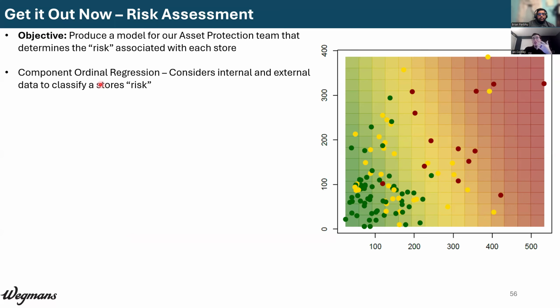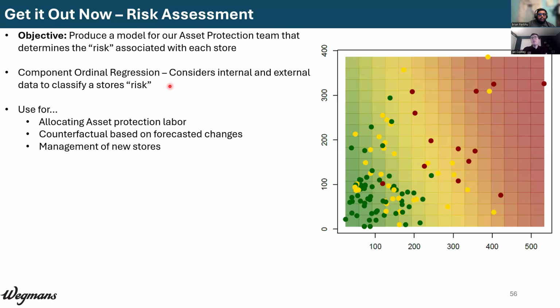This group probably does care about what the model is. This is a component ordinal regression model that considers the external data that we have from vendors as well as internal data that we collect. And we use that to classify a store's risk, right? I say component because we're modeling not only the risk to theft, right? That's important, but at our company, the most important thing is our people, right? So we also want to consider the risk to our people. So the totality of risk is really a combination of two different, or really three different models, but neither here nor there. What are we using these things for?